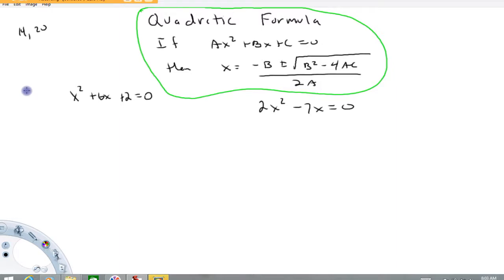I teach physics primarily, and we use this in physics almost exclusively, because usually the equations you derive in a physics class don't end up factoring. So the first step in using the quadratic formula, you always want a 0 on one side of the equation.